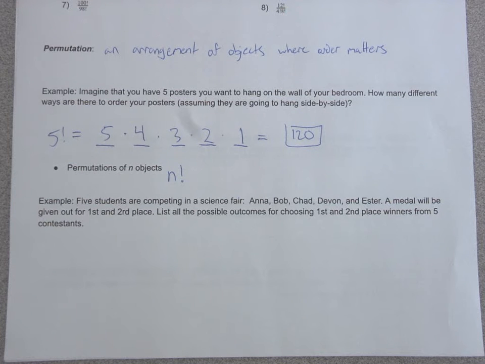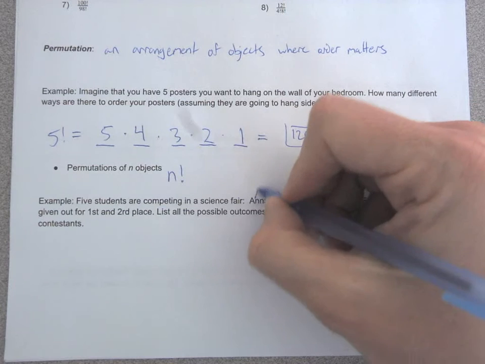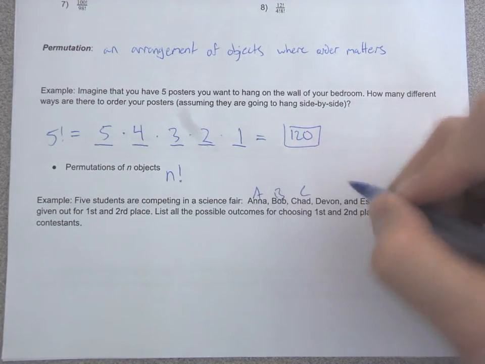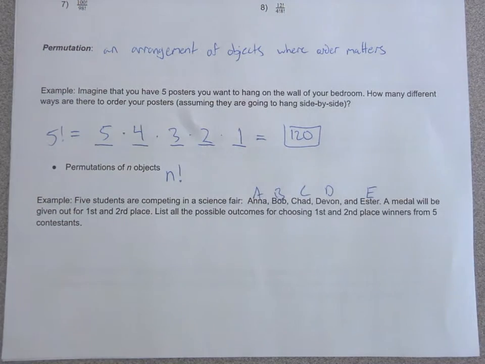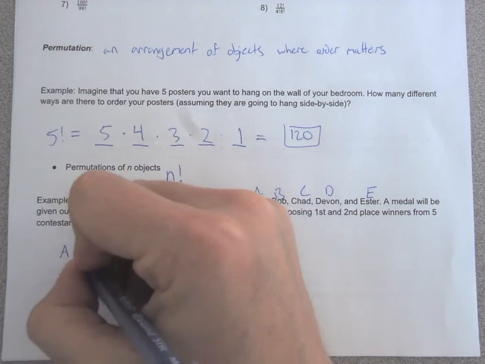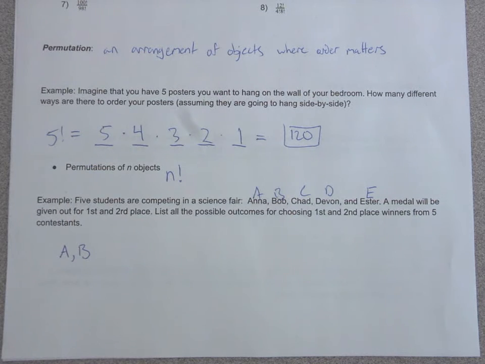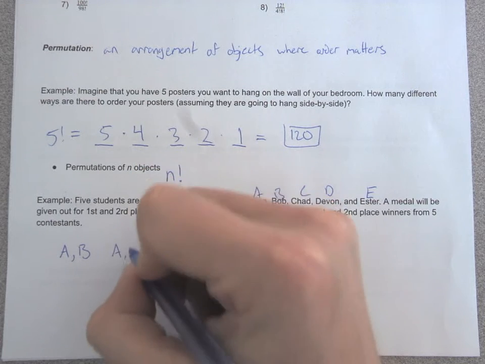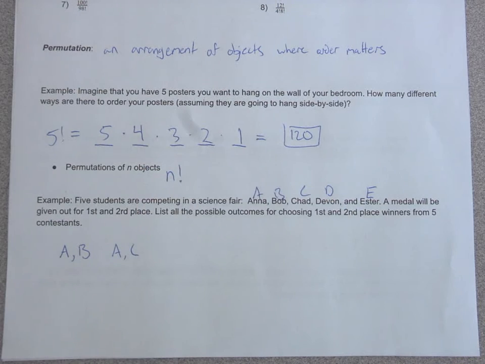So we've got these 5 people, and we're going to choose a first and second place. So I'm going to use an A for Anna, a B for Bob, a C for Chad, a D for Devin, and an E for Esther. And I'm just going to start arranging these in alphabetical order, or just kind of systematically so I don't lose any. So let's start with Anna in first place, and then Bob in second place. That's a possibility. But I could also have Anna in first place and Chad in second place.